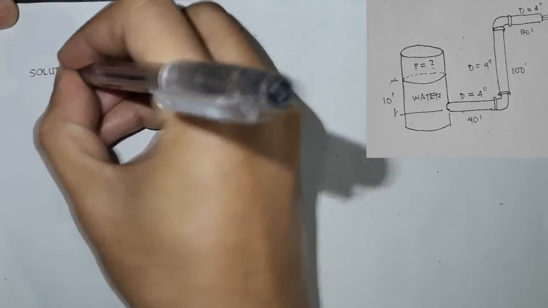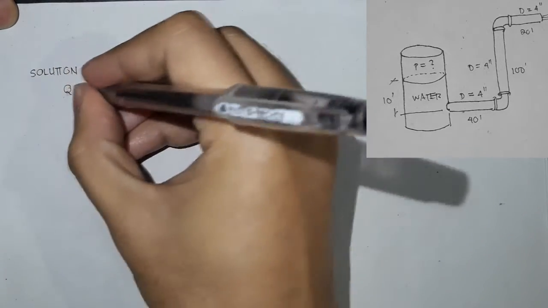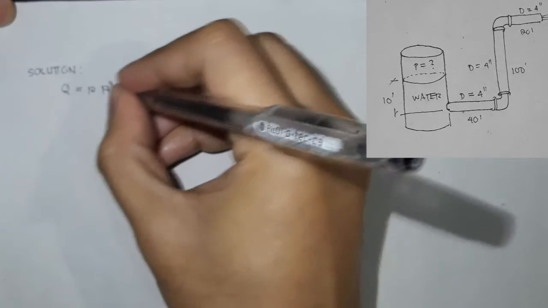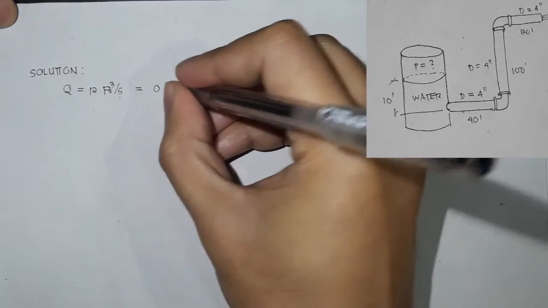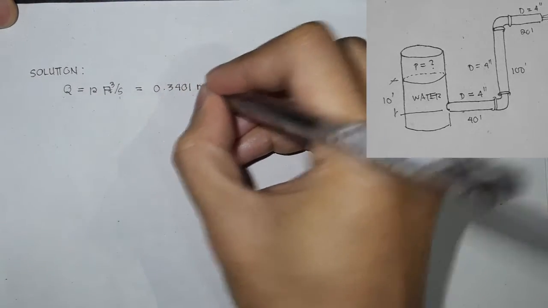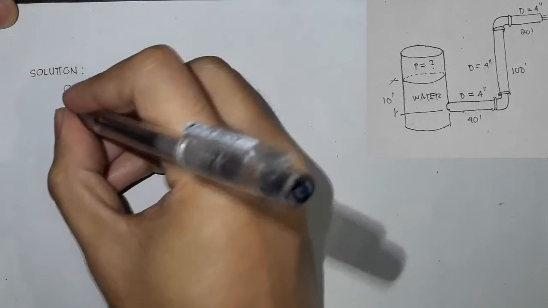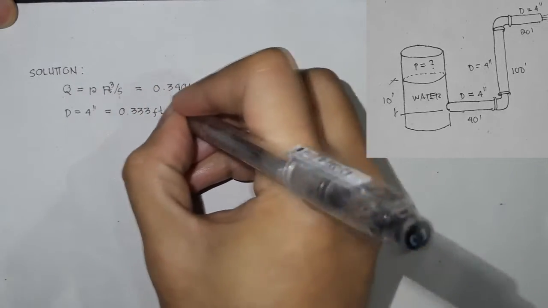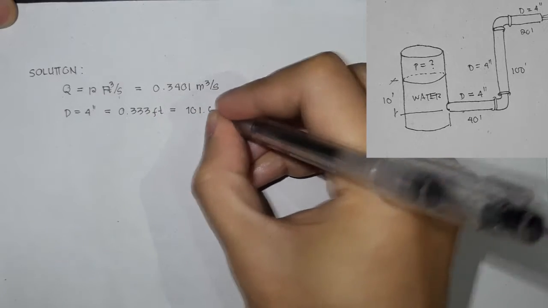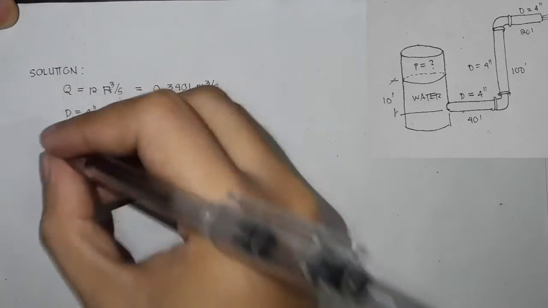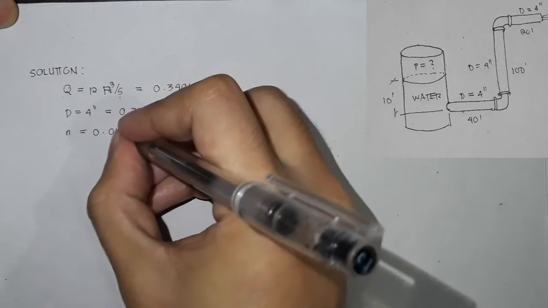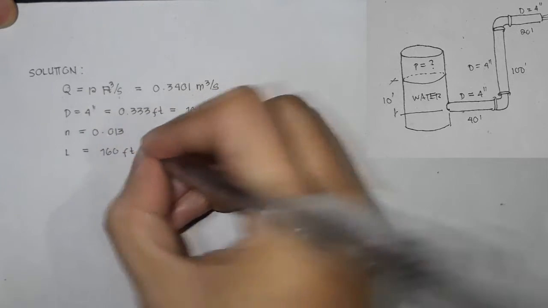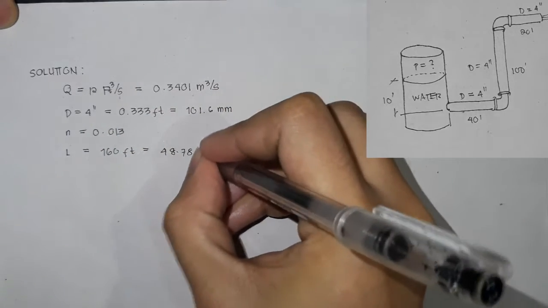As I have stated earlier, the given discharge Q is 12 feet cubed per second. Convert this to meter cubed per second, then it will be 0.3401 meter cubed per second. The diameter of the pipe, 4 inches, is converted to 0.333 feet, which is also equal to 101.6 millimeters. The friction factor is 0.013, and the length, which is 160 feet, is equal to 48.78 meters.